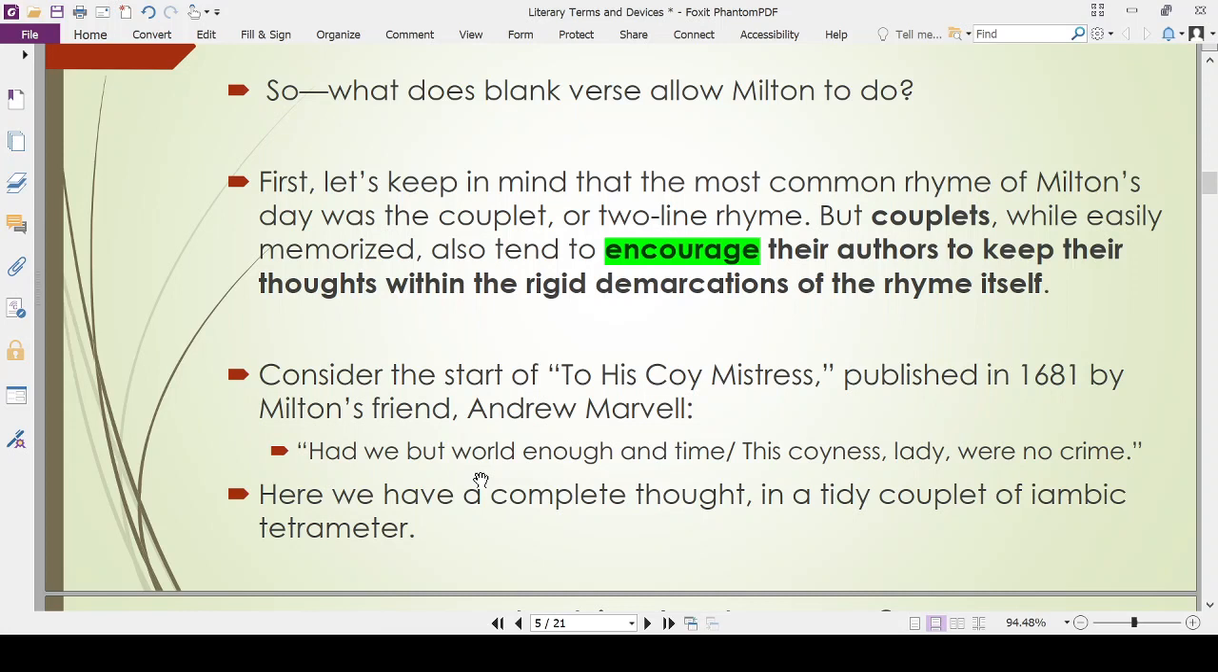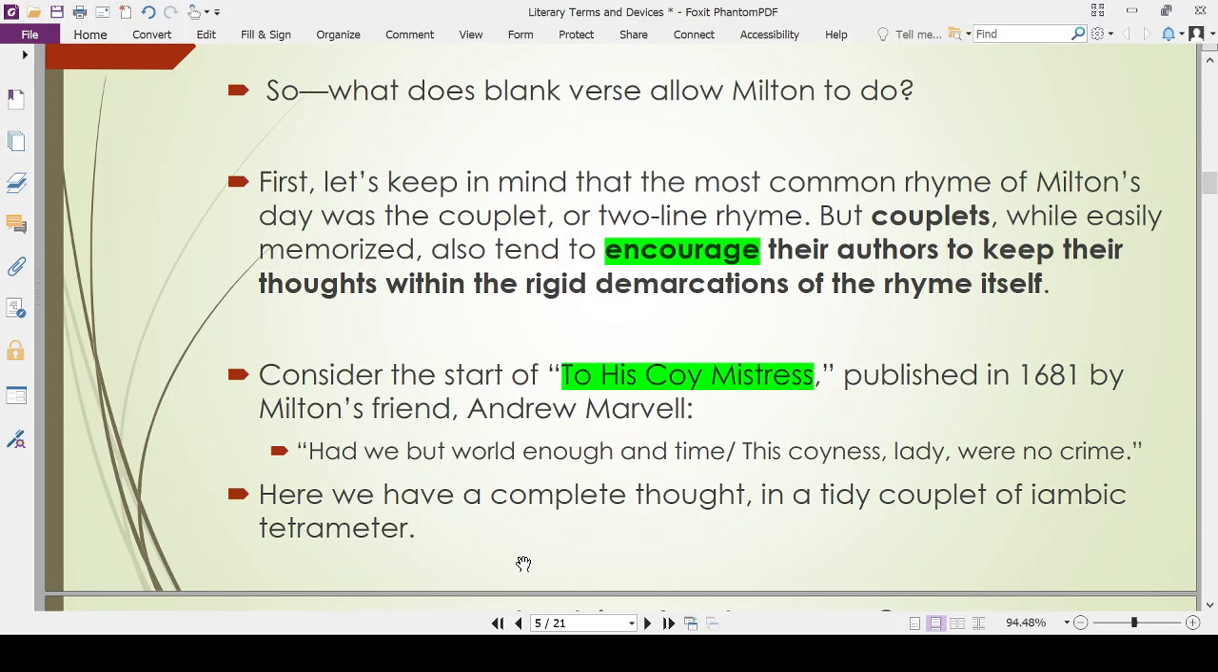Now, before we move on and read the first 10 lines of Paradise Lost, I want to bring an example of the kind of poetry which was popular in Milton's period, the one that he talks about, these couplets. And for this, I want to talk about a poem by Marvell called To His Coy Mistress, published in 1681, which uses the couplet which I have talked about before. So let's take a look at this. Just two lines, couplets. Had we but world enough and time, this coyness lady were no crime.